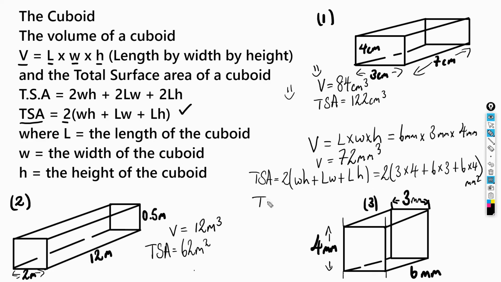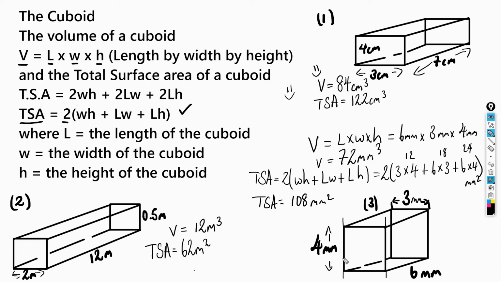So the total surface area, when we put that in our calculator, 6 times 3 would give us 18, right? 3 times 4 would give us 12, and 6 times 4 would actually give us 24, right? And when we add all of these now, 18 plus 12 is 30. 30 plus 24 is actually 54, and if we multiply 54 by 2, we should get 108 millimeters squared.